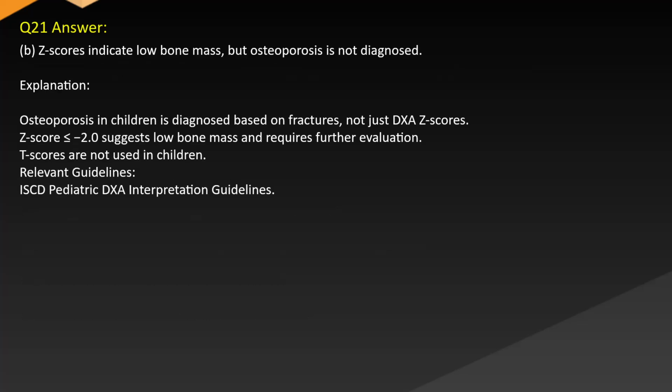Answer: B. Z-scores indicate low bone mass, but osteoporosis is not diagnosed. Explanation: osteoporosis in children is diagnosed based on fractures, not just DSA Z-scores. Z equal to or below negative 2.0 suggests low bone mass and requires further evaluation. T-scores are not used in children. Relevant guidelines: ISCD Pediatric DSA Interpretation Guidelines.